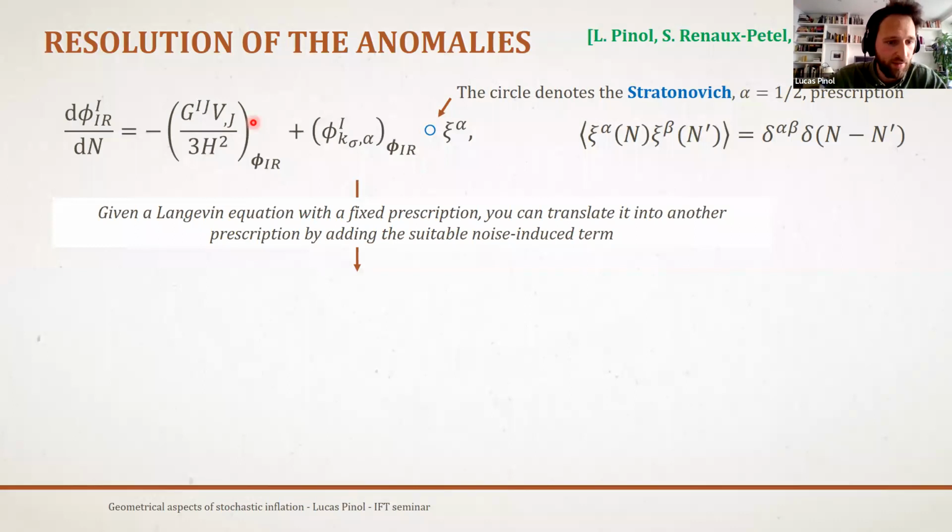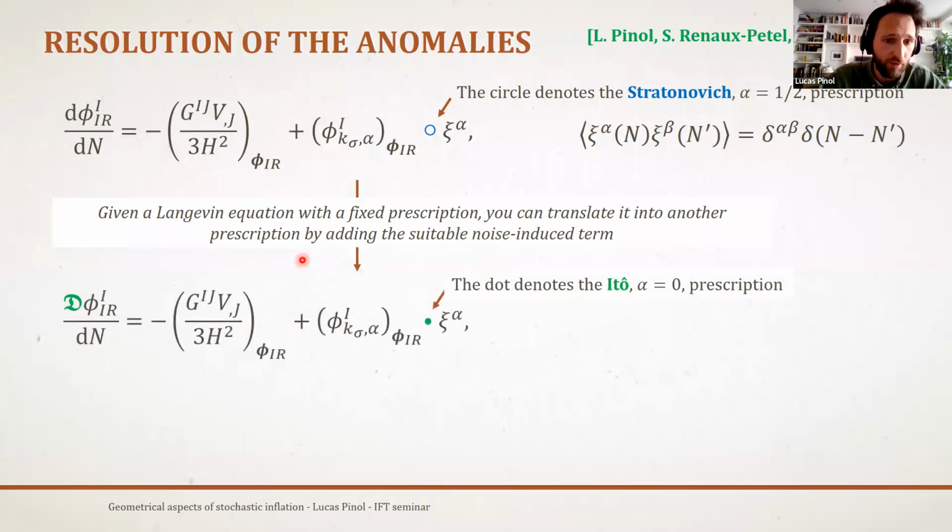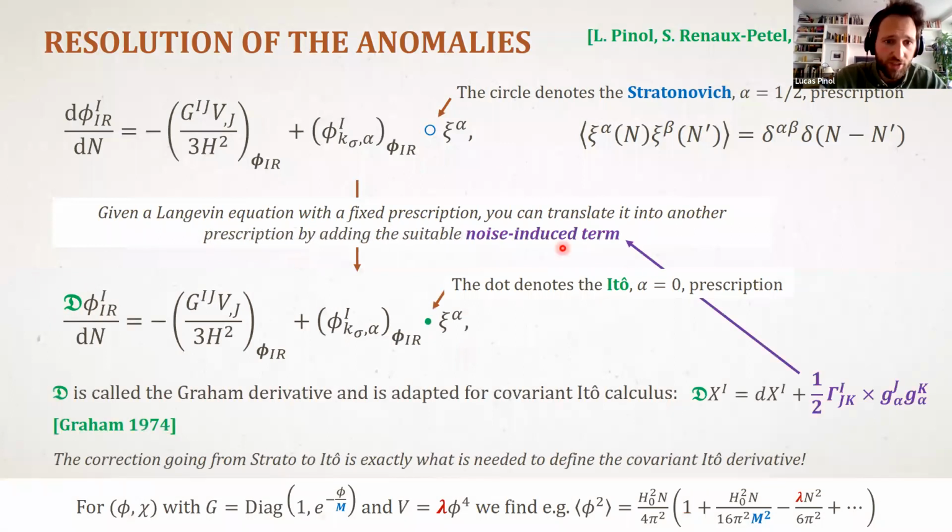So for example, we can write this equation, which was in Stratonovich, in Ito, but then we have a correction. And this correction, I have incorporated it into the definition of this new derivative D. And actually, when you do this computation of changing prescription, you find that the correction to d phi is this new term, which comes from the noise-induced drift. And this new term is exactly the term that you need in order to define covariant derivatives, which are compatible with the weird Ito calculus that I was mentioning before.